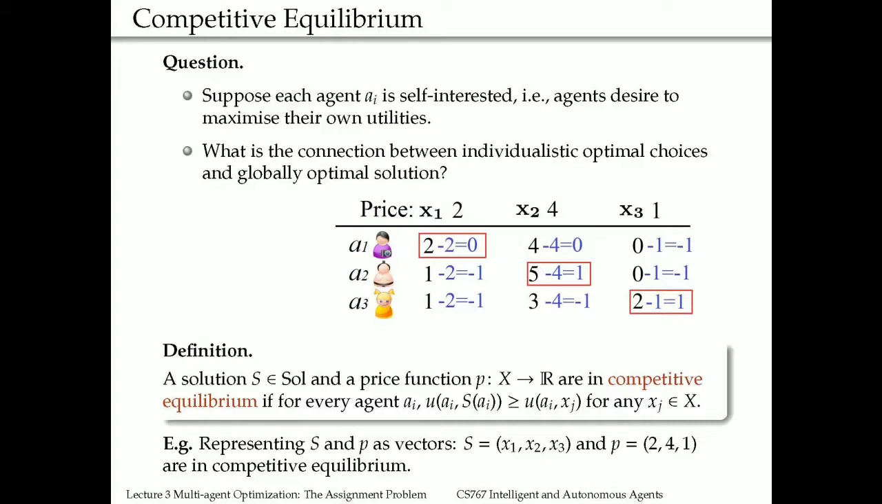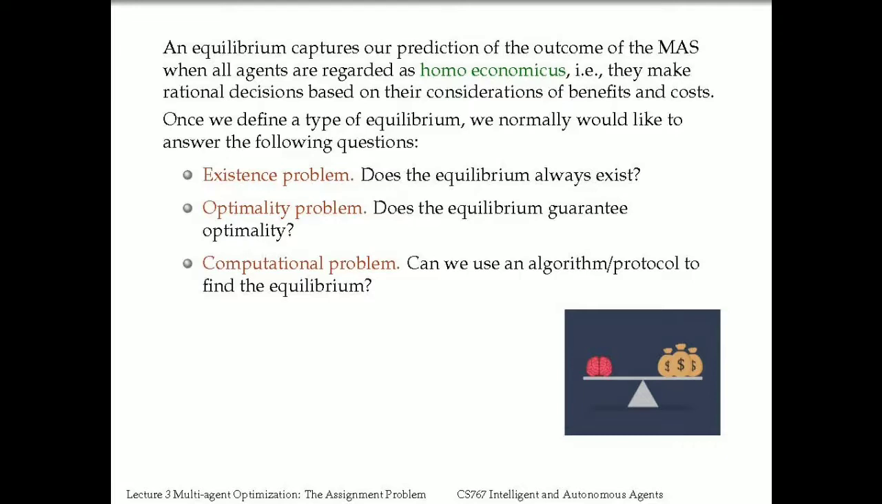And just for simplicity of notation, we can represent the solution S as a vector representing the item that's given to the agents in the fixed sequence of A1, A2, A3. So X1, X2, X3 represents that A1 gets X1, A2 gets X2, A3 gets X3, and the price is also represented as a vector of prices for each of the items. And here in this case, we have a competitive equilibrium in this example.